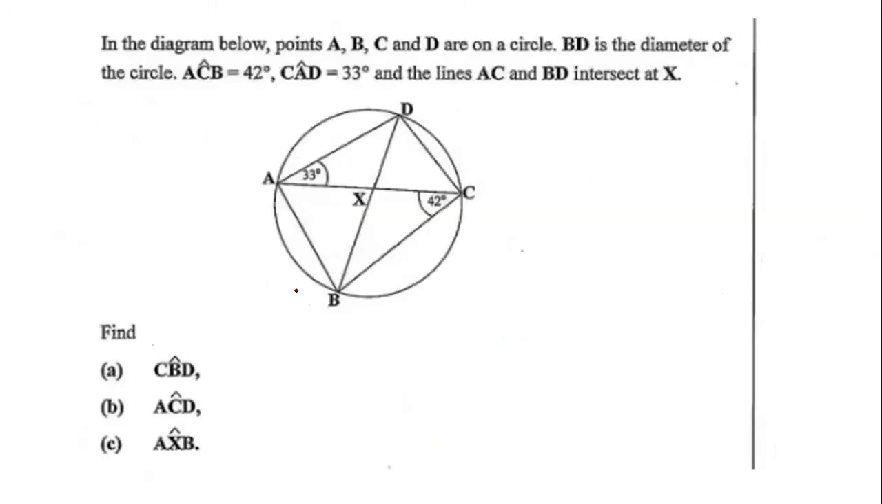Okay, let's look at this one now here. For a start, they're saying in the diagram below, points A, B, C, and D are on a circle. BD is a diameter of the circle. AC is equal to 42 degrees. CAD is equal to 33 degrees. And the lines AC and BD intersect at X.